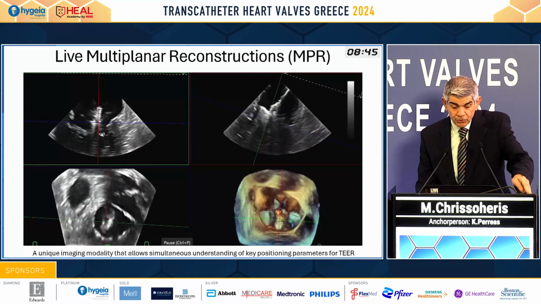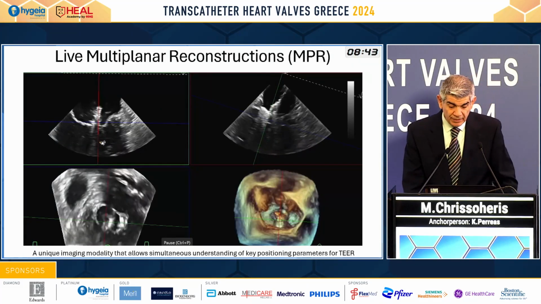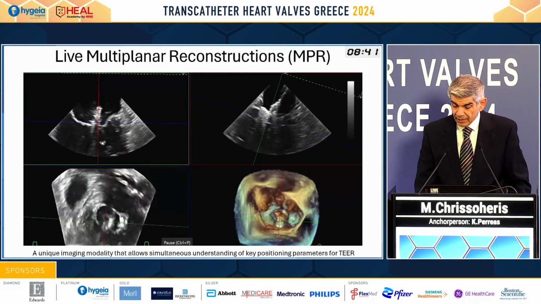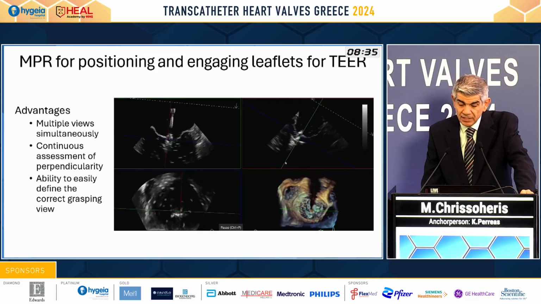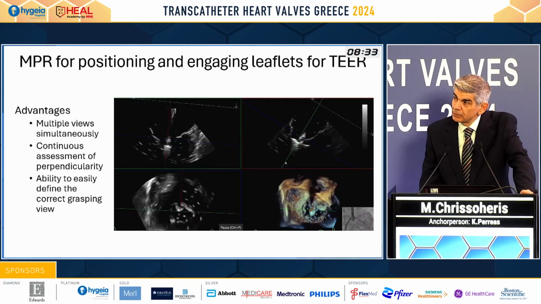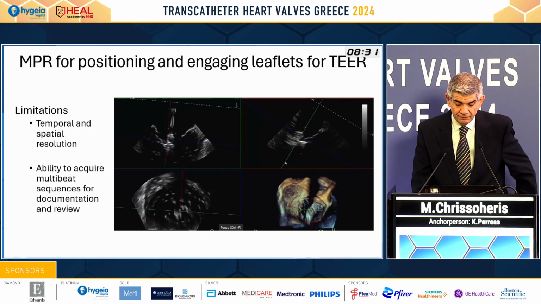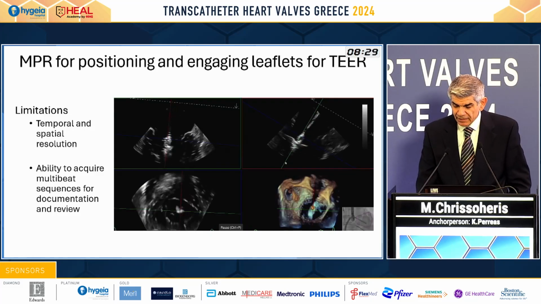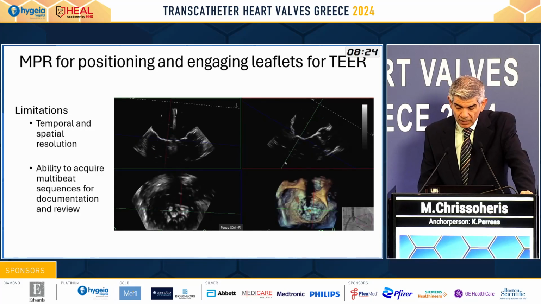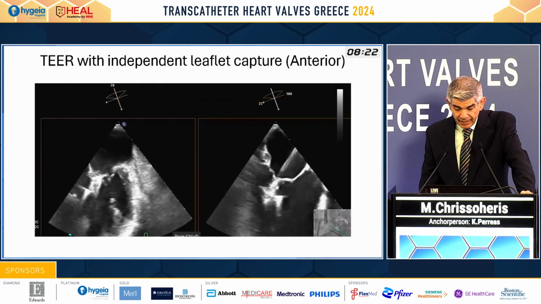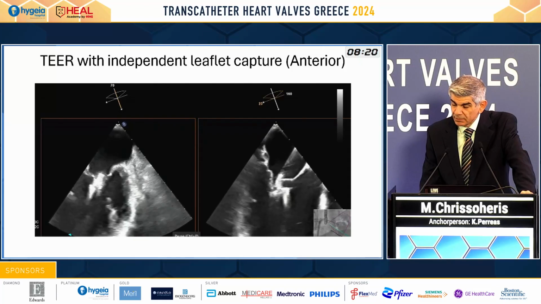Multiplanar reconstructions also help us a lot to get all this information in one setting without the need to go back and forth with 3D and 2D imaging. There are multiple advantages in this. However, disadvantages include the low spatial and temporal resolution and the difficulty in obtaining multiple acquisitions when we want to review our clasping sequences.